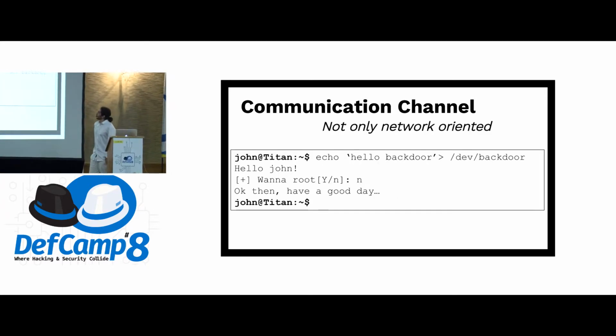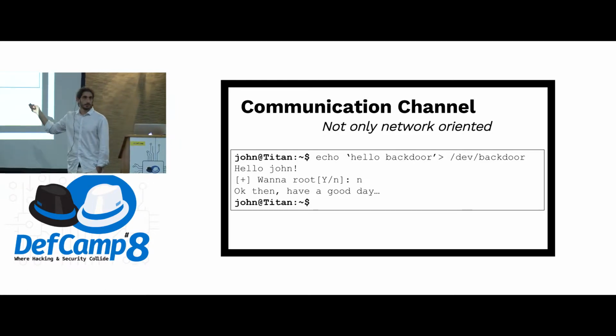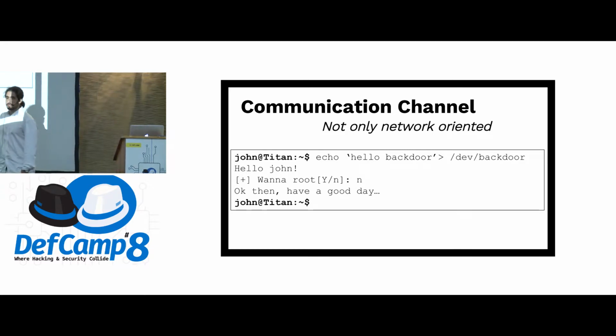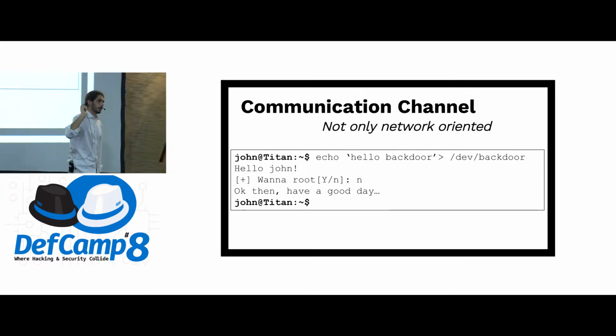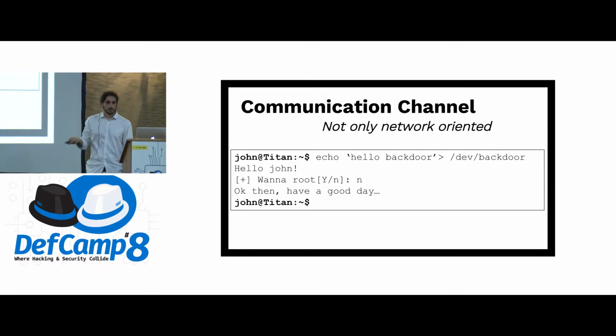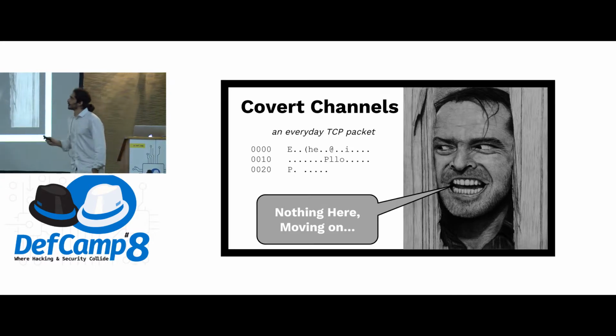Let's see. Backdoor. This backdoor is a rootkit. There are several of those implemented in GitHub. You can find some of those. So, if we echo into this device, we can get rooted, because there is some rootkit running and listening to this device. This device is a communication channel. It's not a network, but it is. So, there are covert channels now.